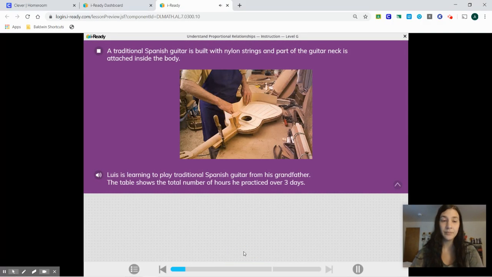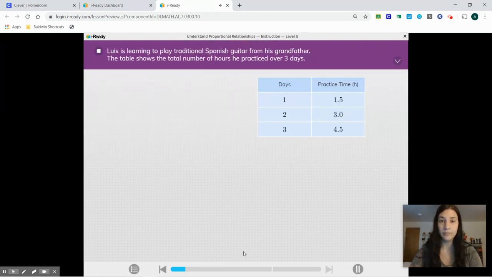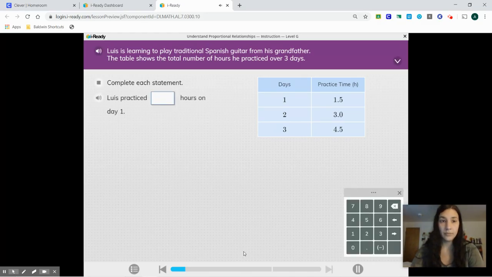A traditional Spanish guitar is built with nylon strings, and part of the guitar neck is attached inside the body. Luis is learning to play traditional Spanish guitar from his grandfather. The table shows the total number of hours he practiced over 3 days. Let's find out if Luis practices the same amount of time each day. Complete each statement. So on day 1, we see from our table, he practices 1.5 hours.